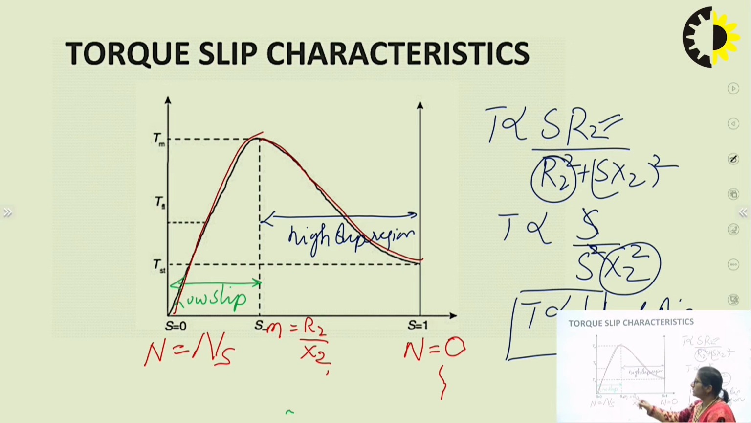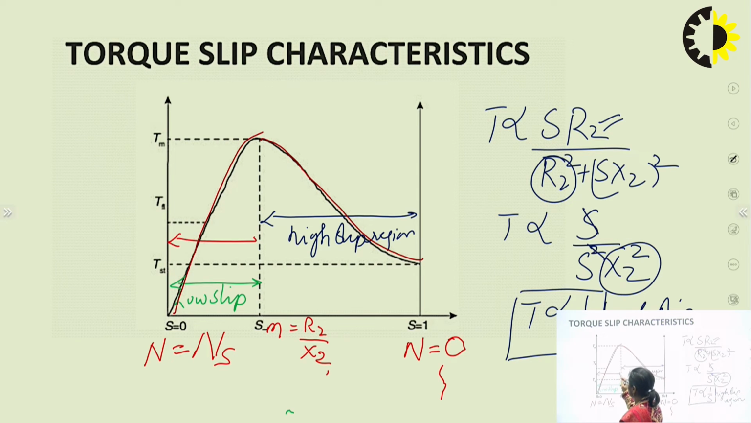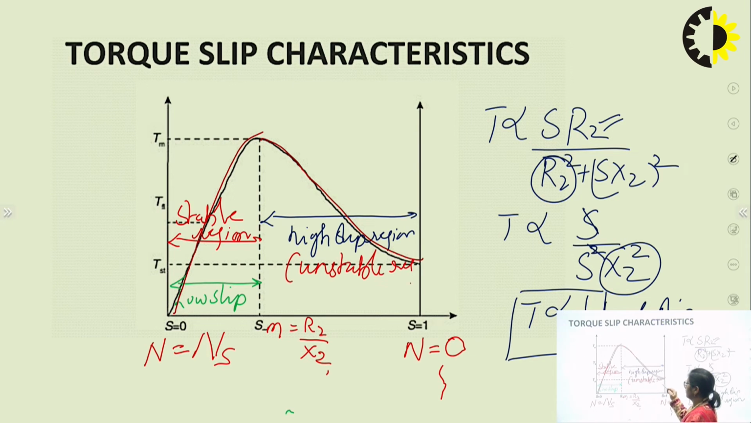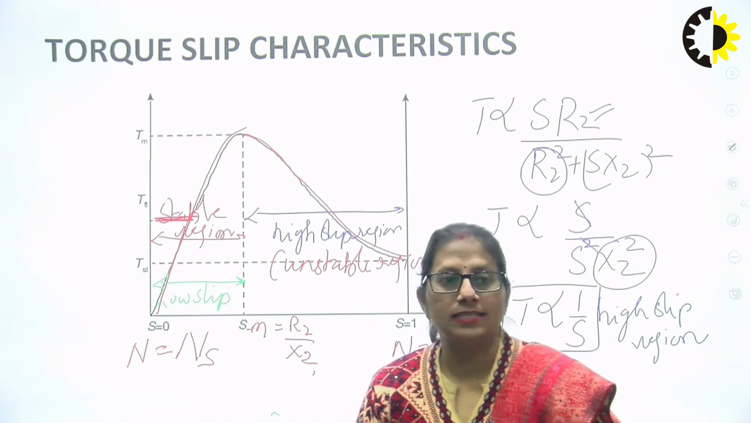Once again, this low slip region is also called the stable region or the operating region, whereas this high slip region is also called unstable. That's why the operating torque or the load torque of the induction motor is towards the low slip region side. That means it is towards the stable region side.